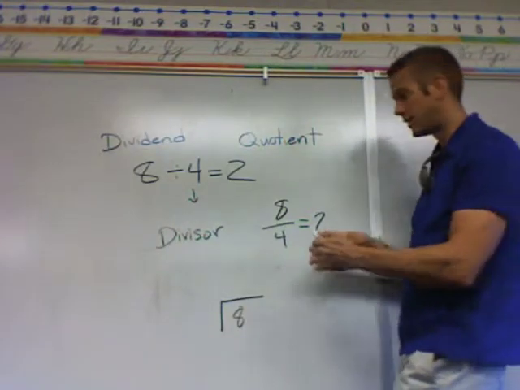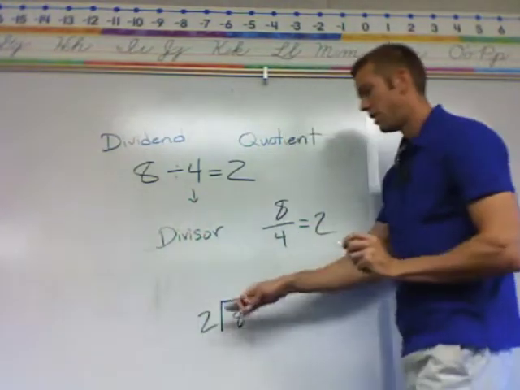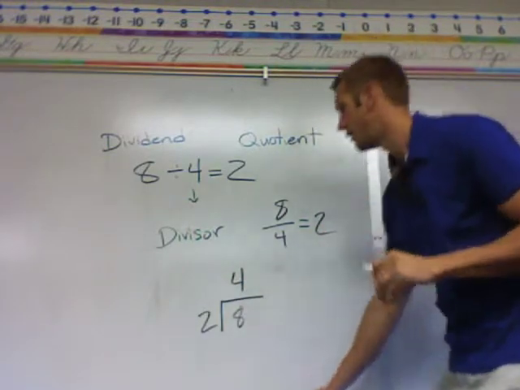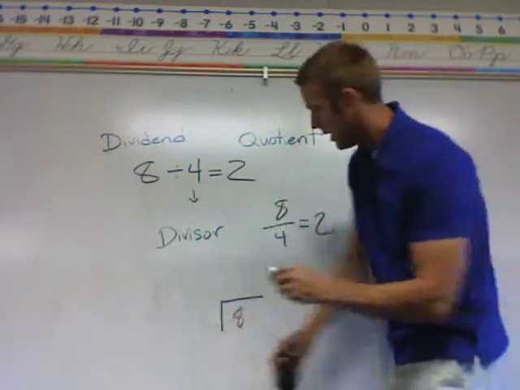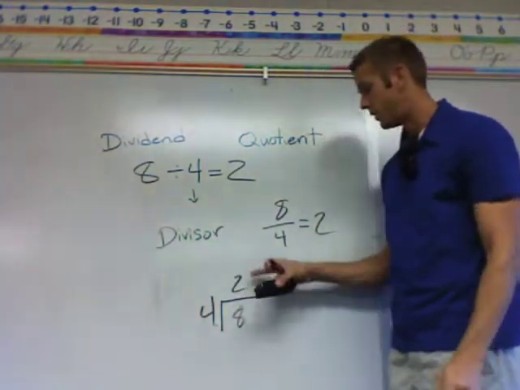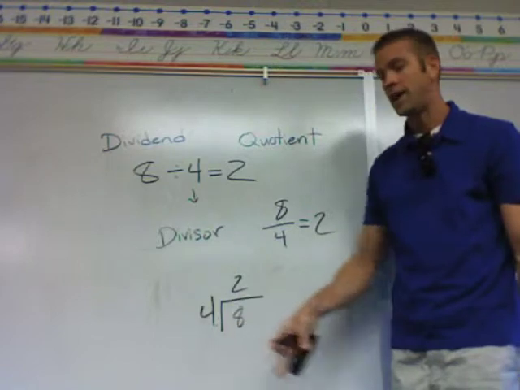8, the dividend, is going to be divided by 2. 8 divided by 2 equals 4. Oh, and I did that backwards, huh? It's supposed to be 8 divided by 4, friends, equals 2. All right, so there's your quotient, there's your dividend, there's your divisor.